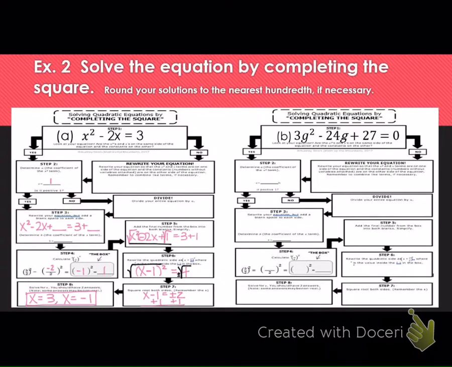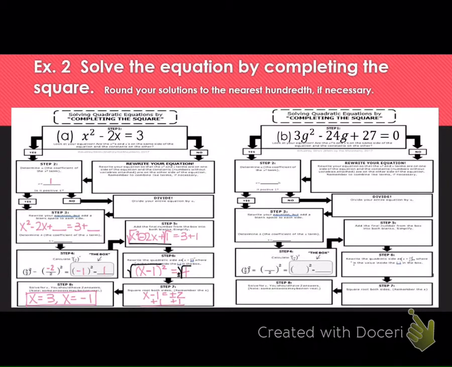Let's look at letter B. First thing we're asking ourselves, in this case, are the g's together on one side and the constant alone on the other? Yes or no? No. So follow the little arrow that says no. And what does it tell us to do? It says rewrite your equation so that the x squared and the x terms are on one side of the equation. The constant, the number without a variable attached, is on the other side of the equation. And remember to combine like terms if necessary.